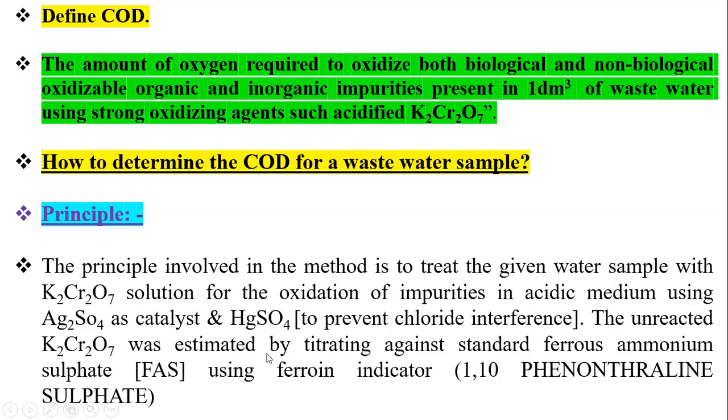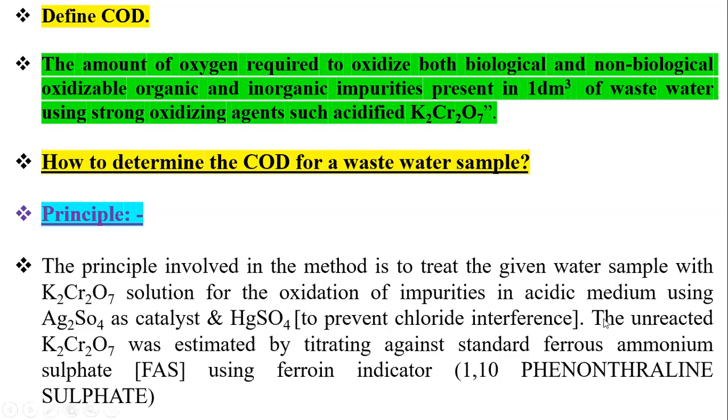Unreacted means we supply a certain amount of potassium dichromate. Among that, how much waste is present, that much K2Cr2O7 will be consumed. Suppose the given wastewater contains 100 mole of waste, but I provide 200 mole of K2Cr2O7. How much will be consumed? Only 100 mole. Why? Because the unreacted we can estimate is 100, and the provided we already know is 200. If we subtract, the remaining tells us what is consumed.